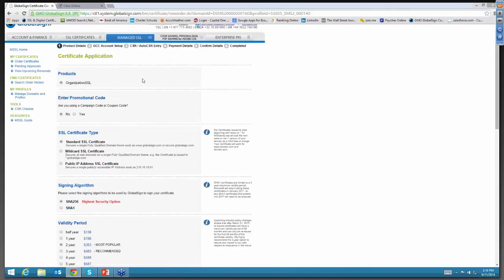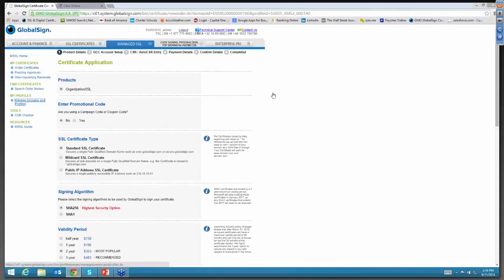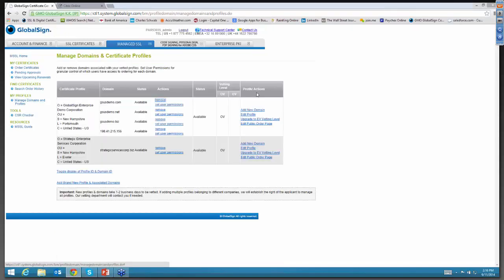I'm going to go back to the domains and profiles. That would be using the user interface. We also have an API that you can use. We have technical documentation that's available to any customer. If you want to tie it into existing systems and existing workflows, you can use our API.